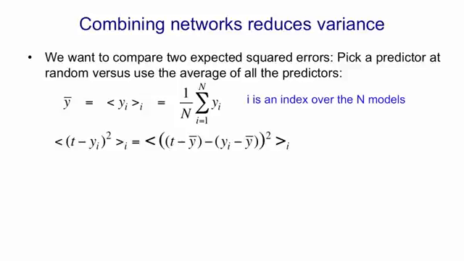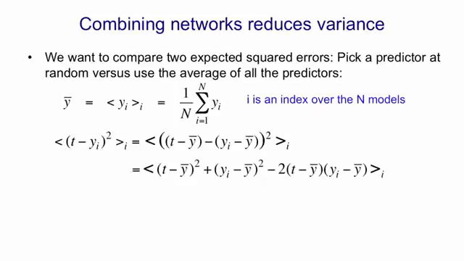Now, if we look at the expected squared error we get if we chose a predictor at random, what we'd have to do is compare that predictor with the target, take the squared difference, and then average that over all the predictors. That's what's on the left-hand side there. If I simply add a y bar and subtract a y bar, I don't change the value, and now it's going to be easier to do some manipulations.